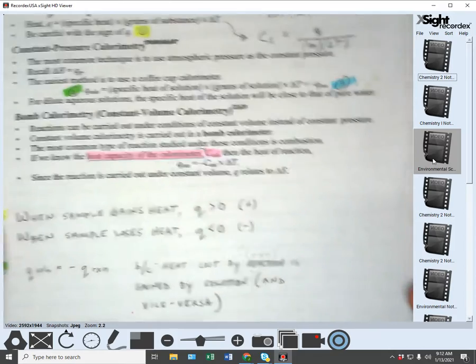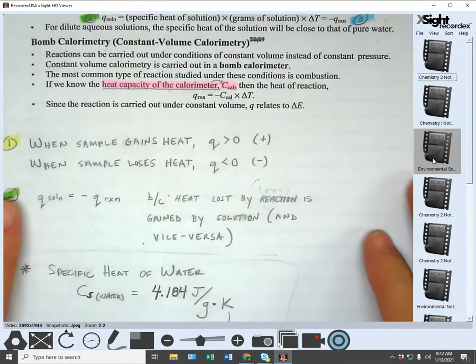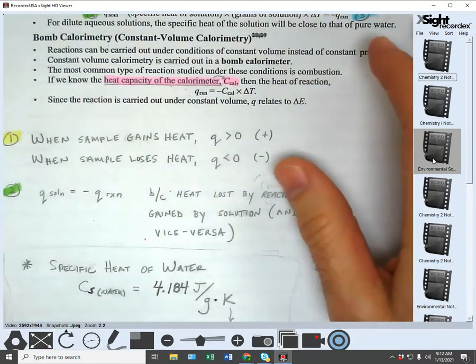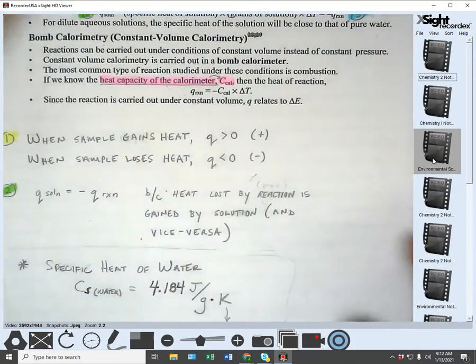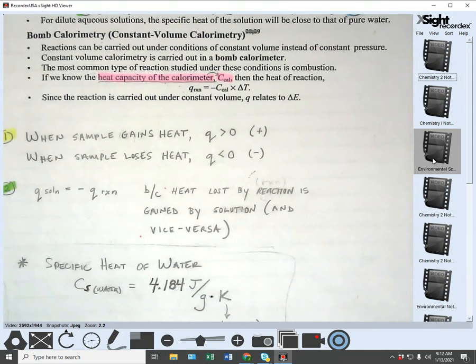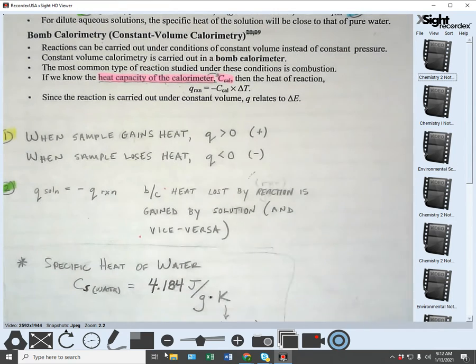The third section is on what's called bomb calorimetry, or constant volume calorimetry. Reactions can be carried out under conditions of constant volume instead of constant pressure. Constant volume calorimetry is carried out in a bomb calorimeter.